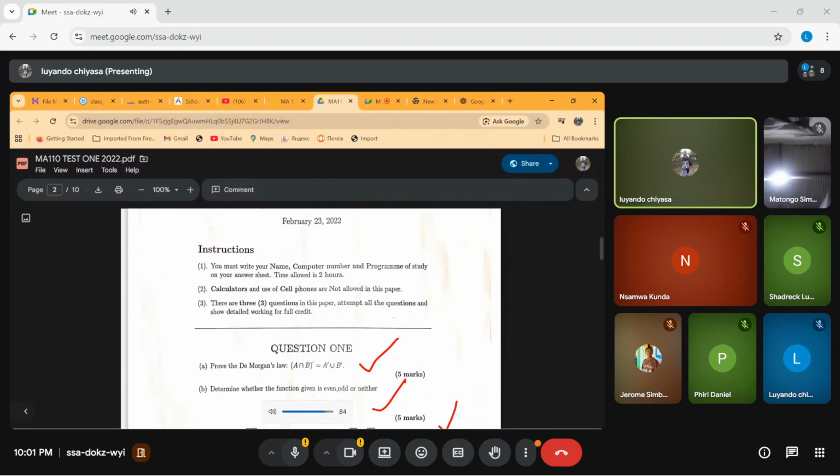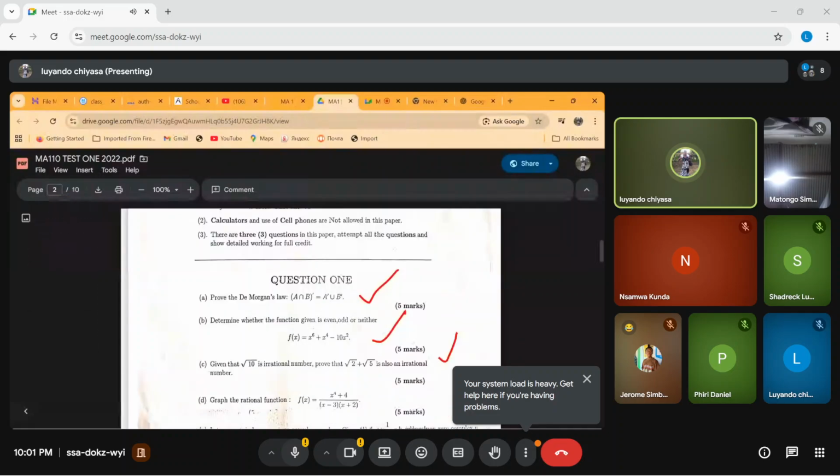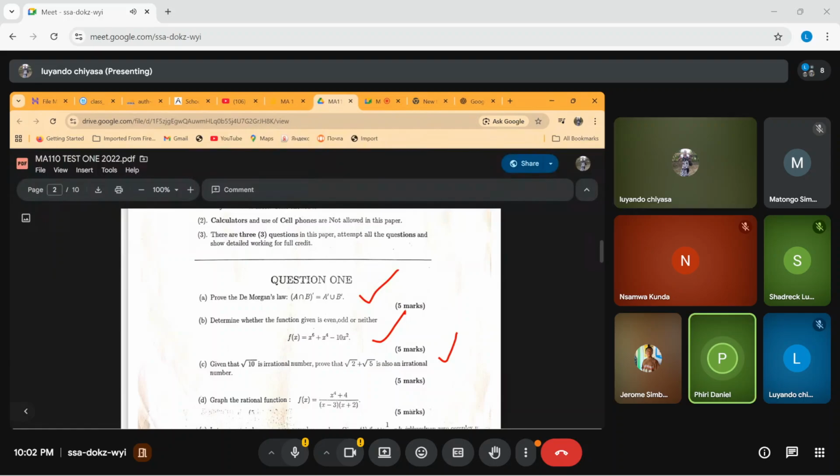Which one? The 2022 paper. No, I didn't. What happened, you people? I was doing the assignment, so I didn't have time. Jerome, what was the case?